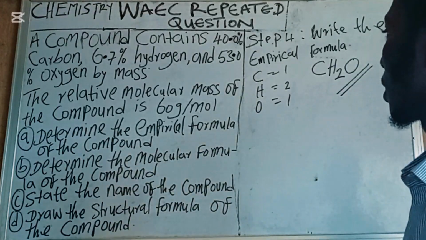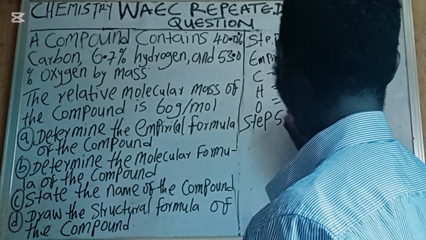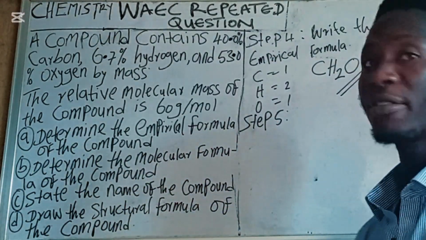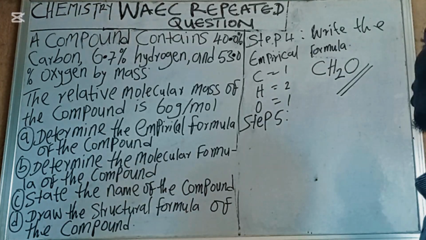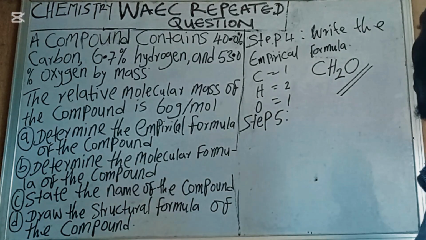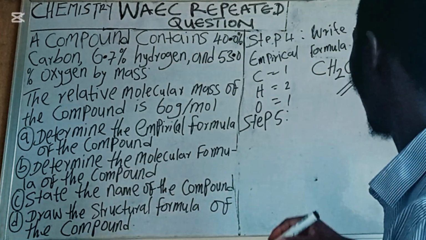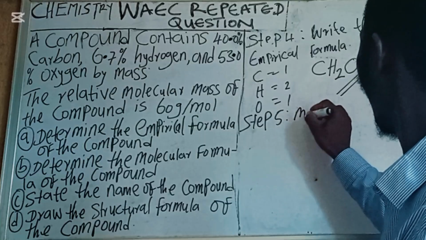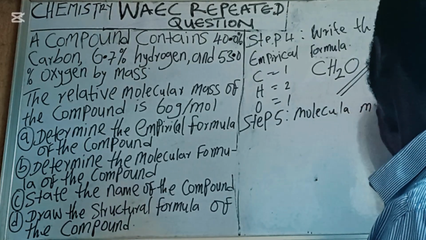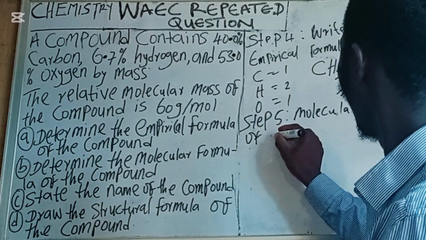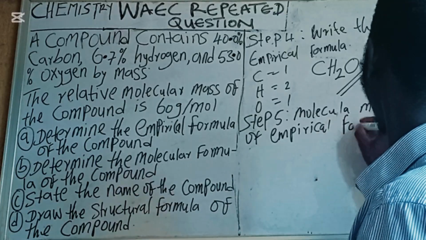So the next step is step 5. In step 5, what we are going to do is calculate the molecular mass of the empirical formula. So we are to calculate the molecular mass of the empirical formula.